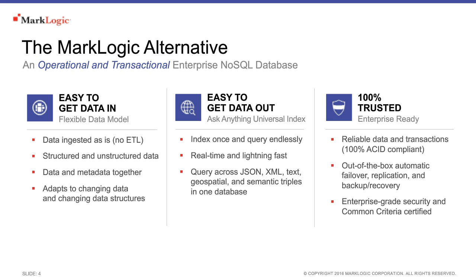It's easy to get data out. So we have an Ask Anything universal index. As these things come into MarkLogic, everything is indexed up front. Queries are very fast, very rich, and you can query across JSON, XML, text, geospatial, semantic triples, all in one database. You can query across these things alongside each other and also together.